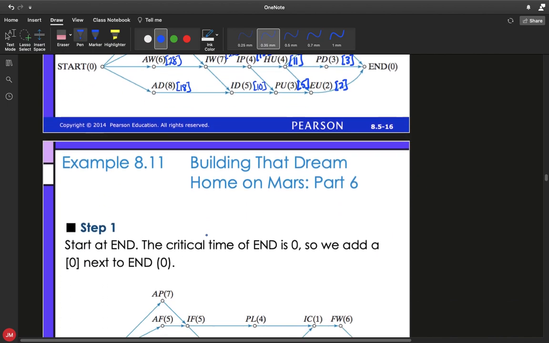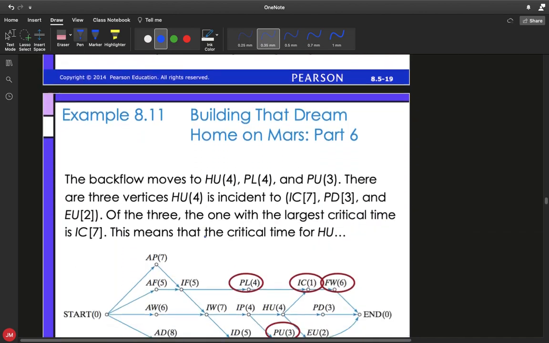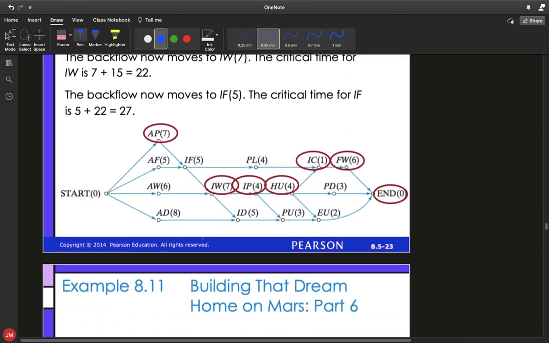So again, these next couple of slides will talk us through that. And you can see once we get to this slide, right, let's see, keep going, almost there.